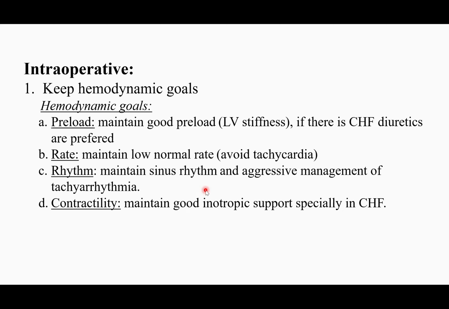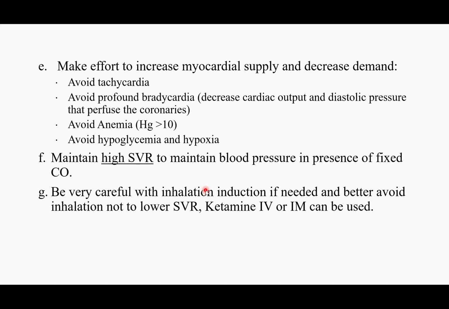So with a fixed cardiac output, we need to maintain the systemic vascular resistance, and we need to avoid decreasing cardiac output further by tachycardia, in which the patient does not have enough time to fill the heart. Also with hypovolemia, the cardiac output falls, so we avoid hypovolemia. Make effort to increase myocardial supply and decrease demand. So avoid tachycardia, which increases the demand.